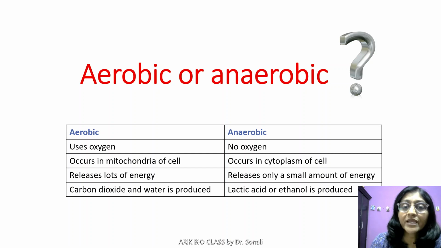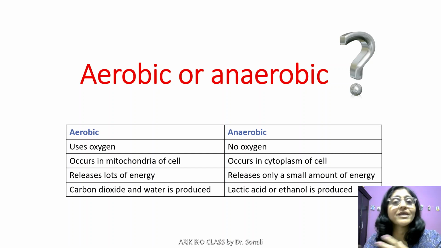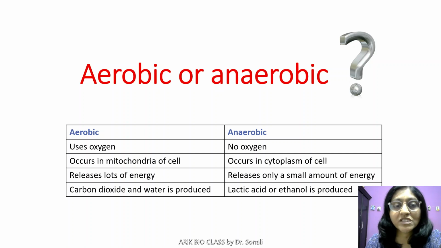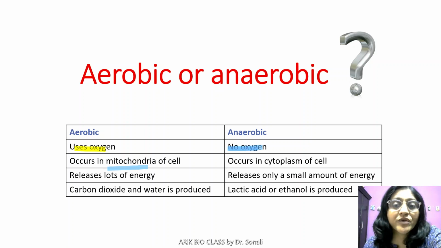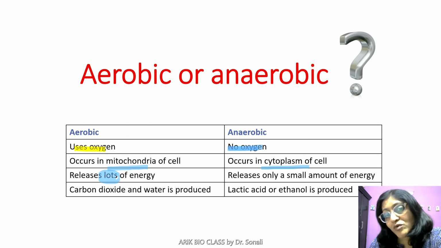Let's quickly go over the differences between aerobic and anaerobic respiration. So here, as you can see, aerobic uses oxygen while anaerobic is carried out in the absence of oxygen. It occurs in the mitochondria. We had just seen mitochondria is called the powerhouse of the cell, and it carries out most of the aerobic respiration, while anaerobic respiration takes place in the cytoplasm. It releases lots of energy, while in anaerobic respiration only a small amount of energy will be formed.